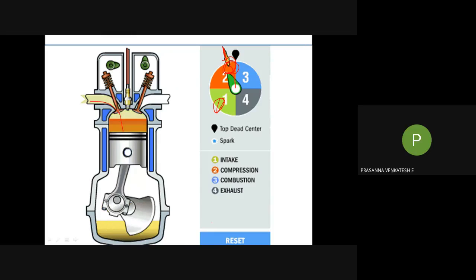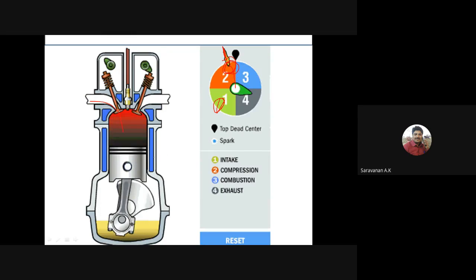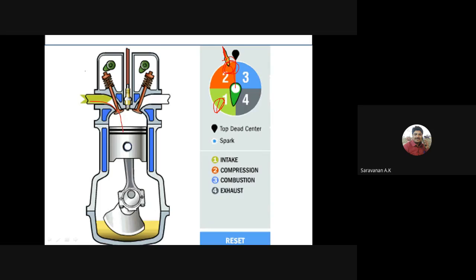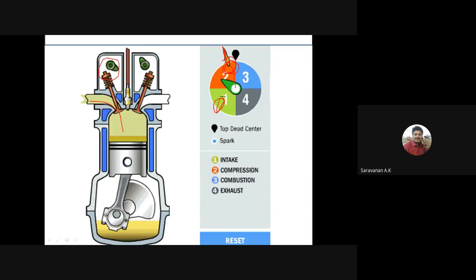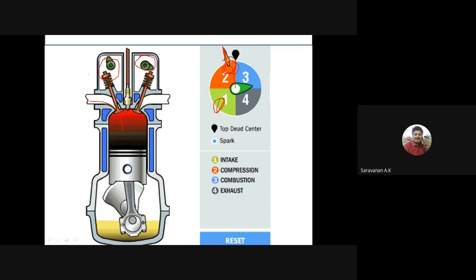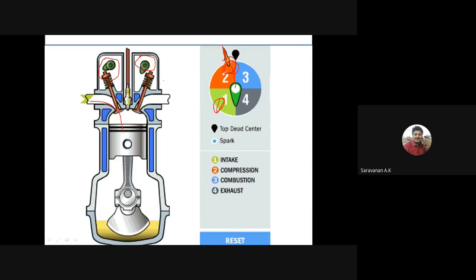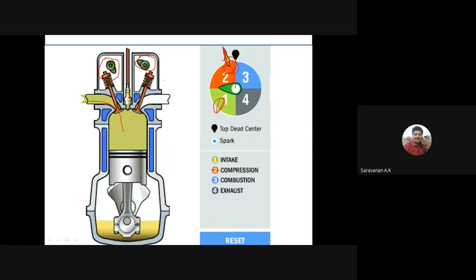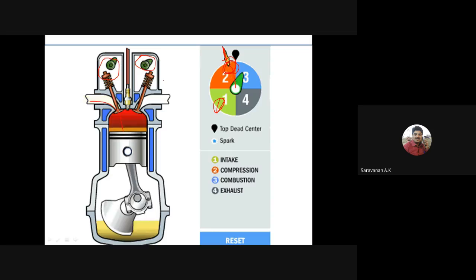The exhaust valve and the inlet valve are opened through this cam. The cam will be connected through the timing belt or timing chain. Is it clear? That is the four-stroke engine's working cycle.